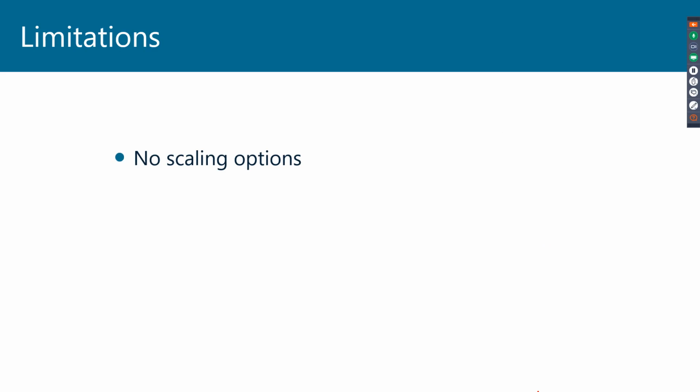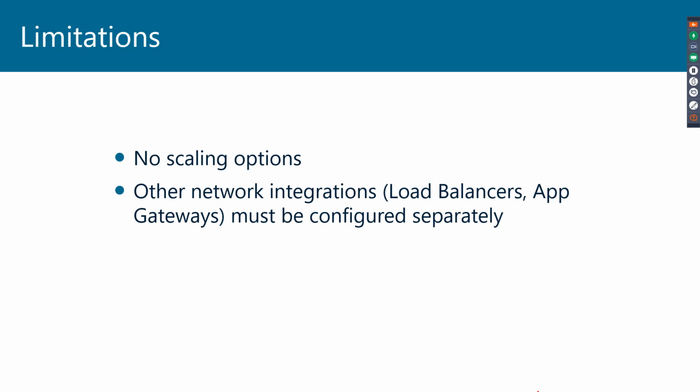There are some limitations of these. Azure Container Instances has very little by way of scaling. So you can't say, hey, I want 10 container groups running. You would actually have to create 10 container instances to get any kind of scaling out of that. Out of the box, there's no automatic scaling with container instances. So if you wanted to use this for scaling, you would have to custom roll something. And generally speaking, if you're going to do that, you might as well go to something else like App Services or Kubernetes. Secondly, other network integration like load balancers and gateways must be configured separately.